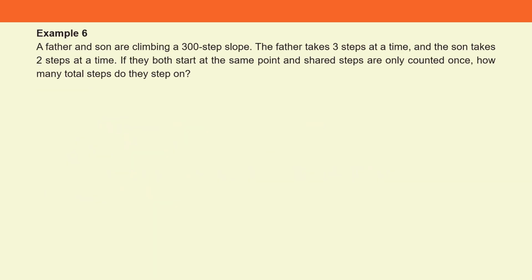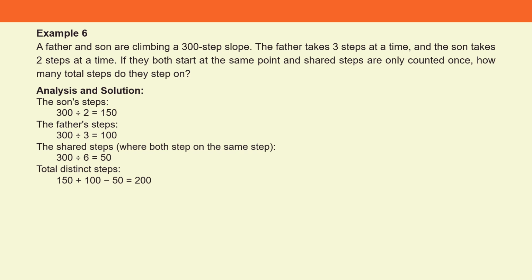Example 6. A father and son are climbing a 300-step slope. The father takes 3 steps at a time, and the son takes 2 steps at a time. If they both start at the same point and shared steps are only counted once, how many total steps do they step on?